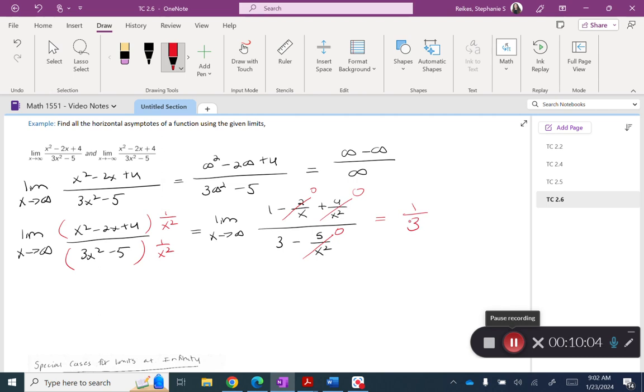All right, and I can repeat this idea for the limit as x approaches negative infinity. And we would get the same thing, 1/3. And so we say this function f of x equals x squared minus 2x plus 4 over 3x squared minus 5 has one horizontal asymptote at y equals 1/3.